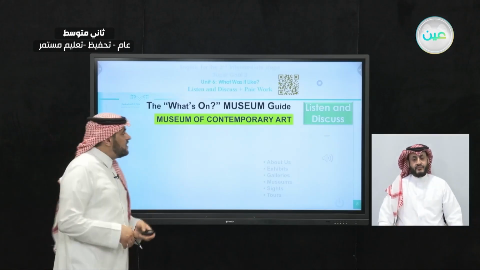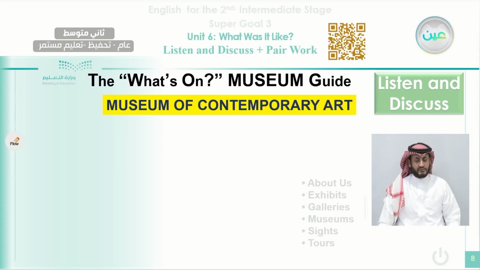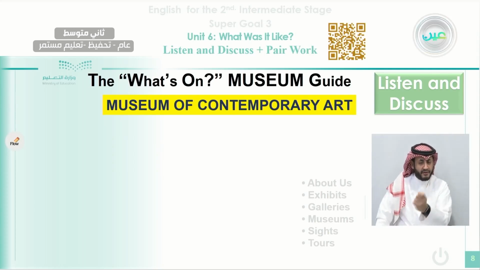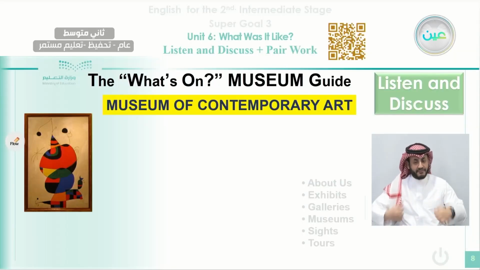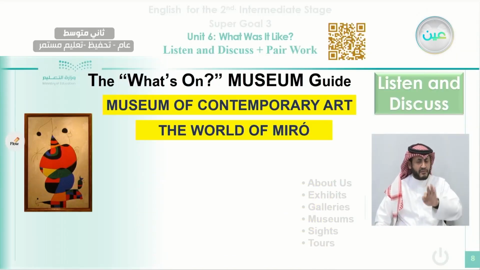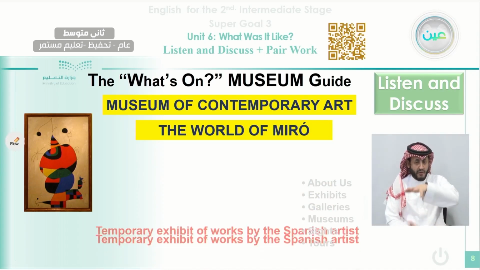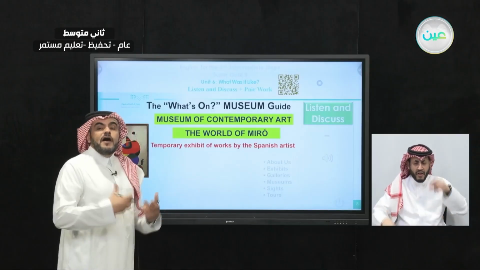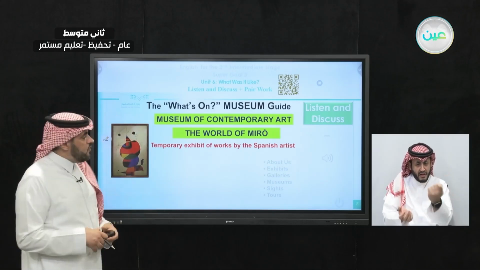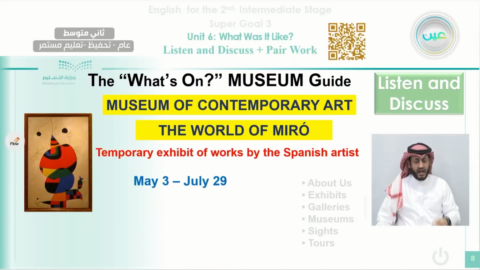So here we have a guide. The first one, Museum of Contemporary Art. This museum, if you are interested in art, you will find it very interesting. We have some details about it. This is a kind of art. Where does it exist, or what is it about? It's called The World of Miro, a temporary exhibit of works by the Spanish artist. A very famous Spanish artist has this museum, and he has some paintings to exhibit. Okay, we'll have some details about when it starts and when it finishes.